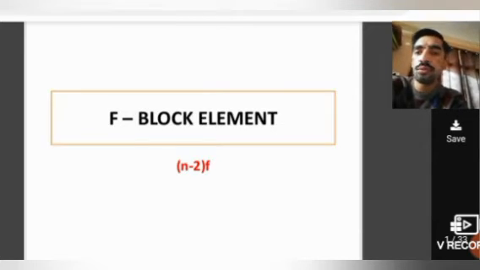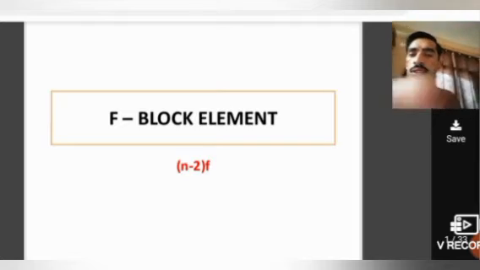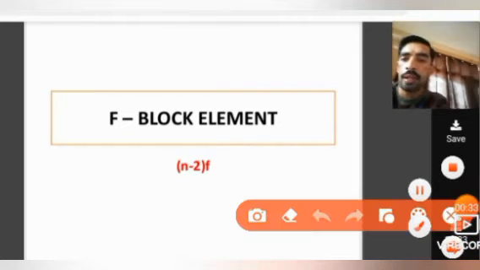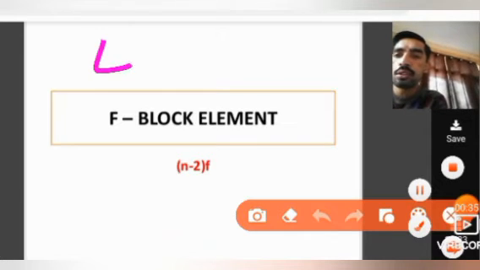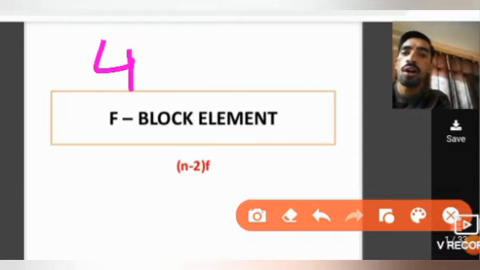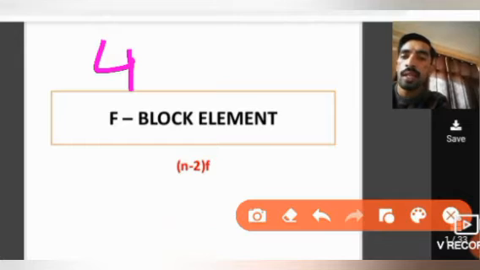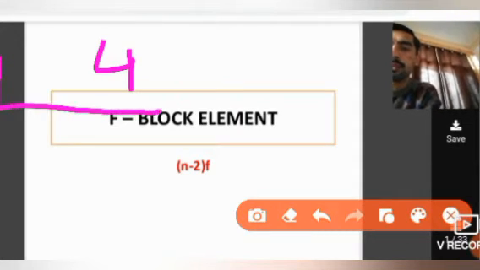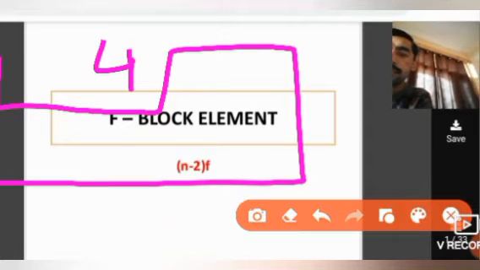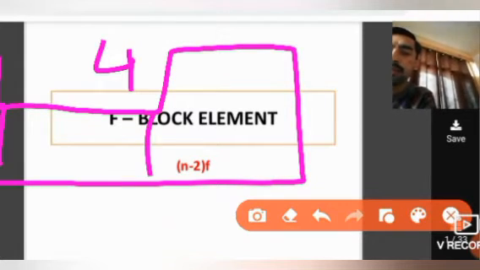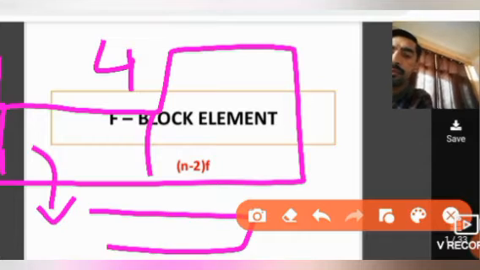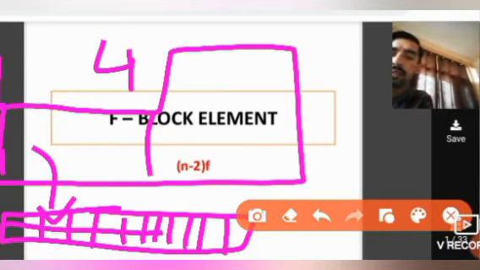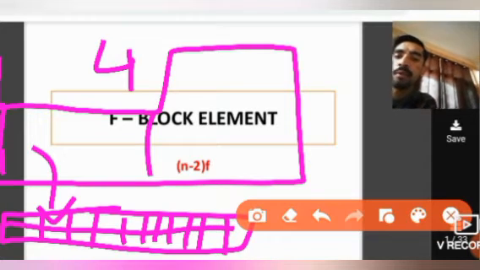Now I'm going to move to the next part of this chapter, that is F block elements. Dear students, as you know, the F block is the fourth important block in our periodic table. In the periodic table there is the S block, then D block, then P block, and in the last, in between the D block, there are 14 different group elements of two periods. These are F block elements.